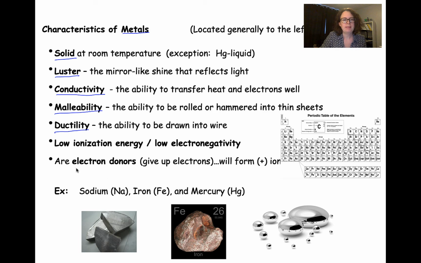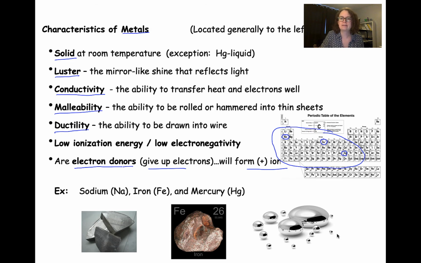They also tend to be electron donors, or they give up electrons to form positive ions. And on the periodic table, they tend to be over on the left-hand side. So everything over here will be classified as a metal. Some examples are sodium, which is right here, iron over here, and mercury right here. Mercury is a little bit unusual in that it's a liquid at room temperature, where most of the metals are going to be solids.